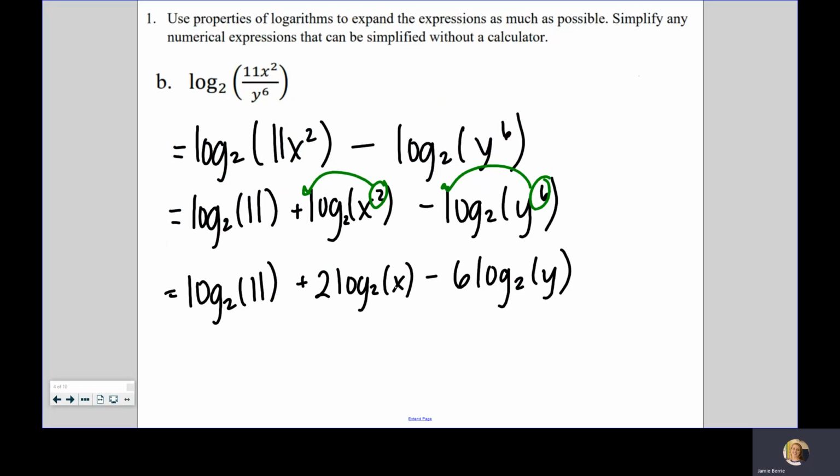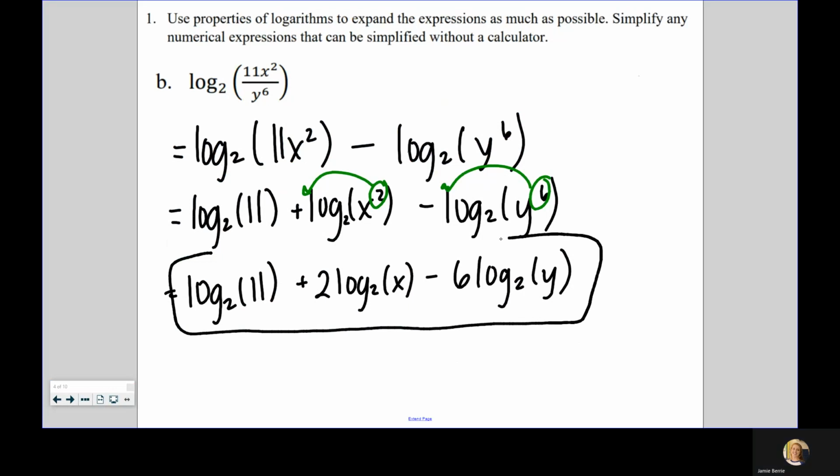And that's it. All I have left inside of my arguments here is a number, the number 11. I cannot rewrite that as 2 to some power. And then I just have my 2 variables here with no exponents, no coefficients. So I know I'm done. I've expanded this as much as I can.